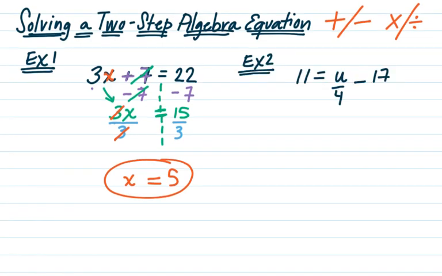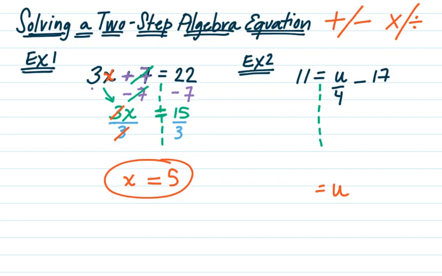Okay, here's a second example. Now don't be bothered if the letter's on the right side or the left side, or if it's an X or a Y, it doesn't matter. We still start off by making a dotted line. And in the end, we're missing the letter U. So I'll write down here, in the end, I want U all alone, isolated, and I want to know what it equals.